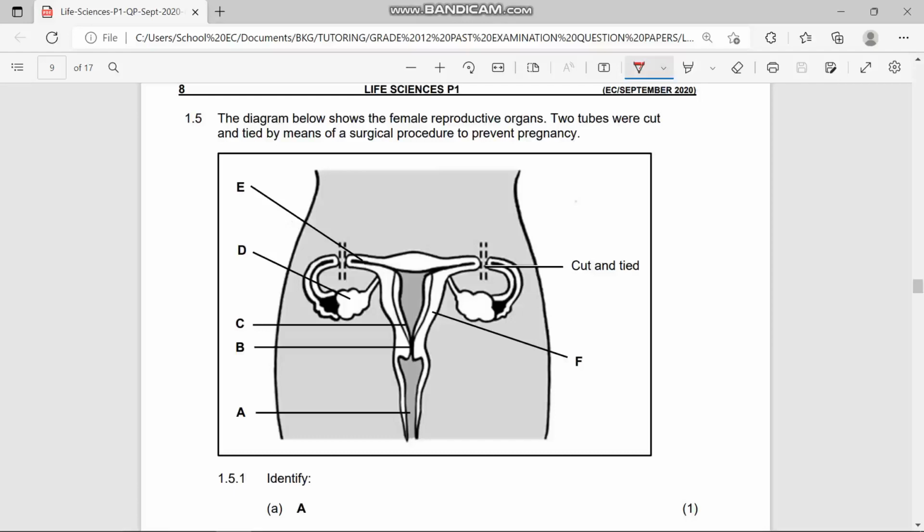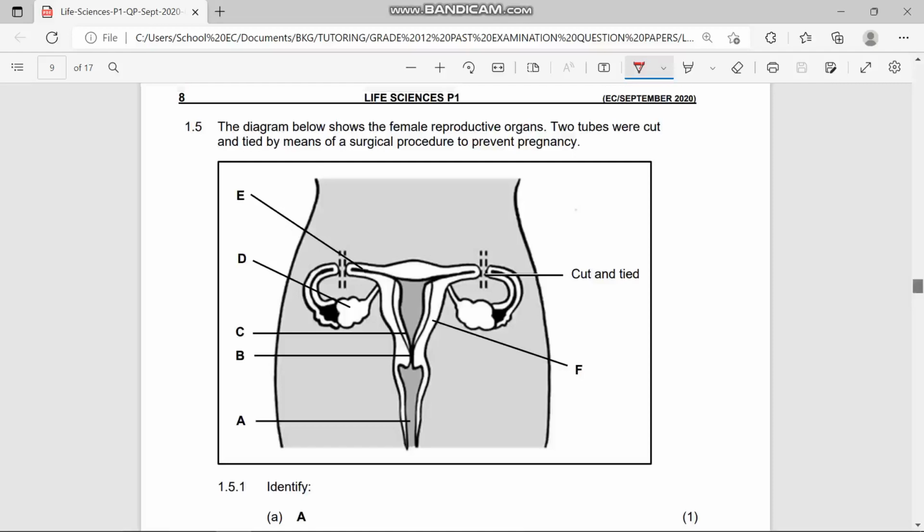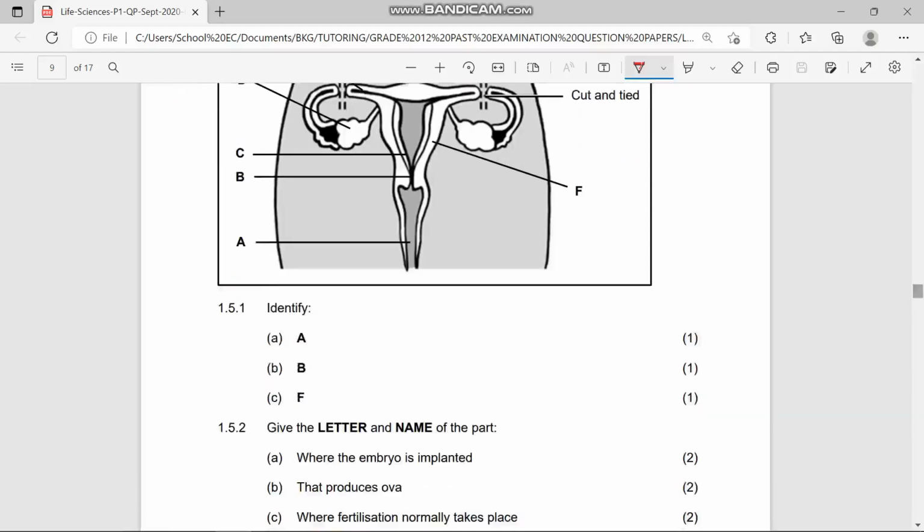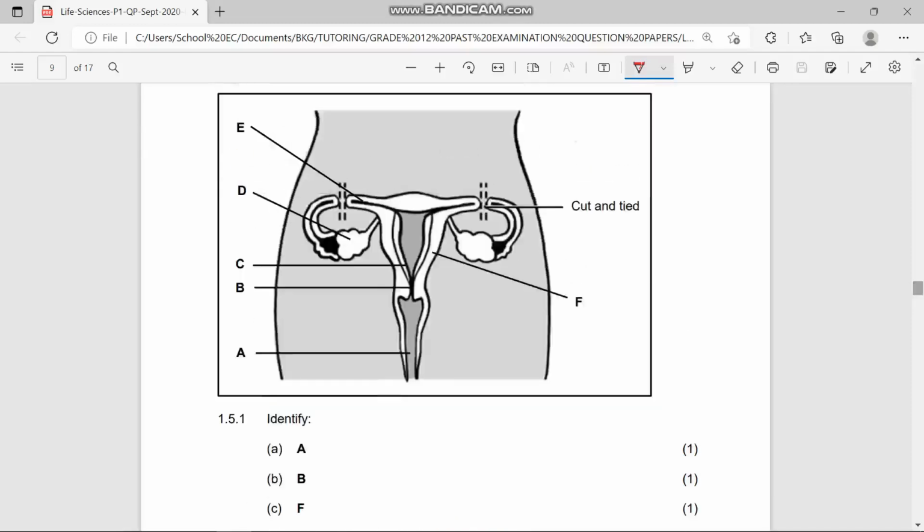Okay, so let's go to the very first question. As you can see, you have A, B, C, D, E, and F. Each and every letter represents a part of this female reproductive system. 1.5.1 says identify A, B, F. So let's identify A, let's identify B, let's identify F. Let's name what these letters represent.